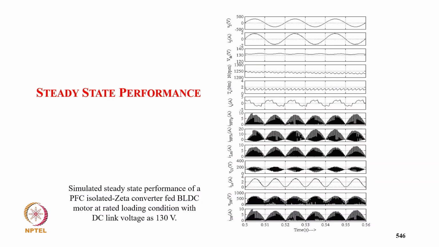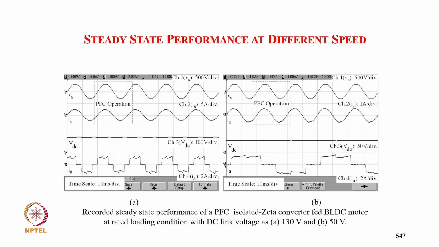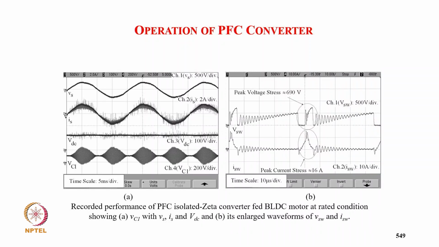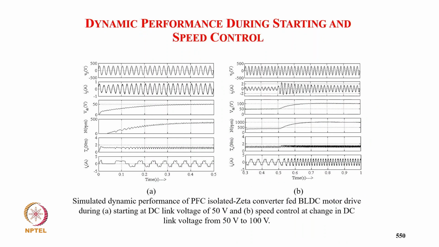And this is a simulated waveform with the supply voltage, supply current in phase with the supply voltage and sinusoidal. And then we have the DC link voltage, then speed, torque, and winding current. You can see the transformer current and magnetizing current are discontinuous, and the output capacitor and output inductor currents are continuous. These are experimental results for 130 volt DC. Supply current is in phase with the supply voltage, and unity power factor is almost sinusoidal at 130 volt DC link and 550 volt DC link. And you can see the high frequency primary transformer currents are discontinuous, and the capacitor voltage is discontinuous.